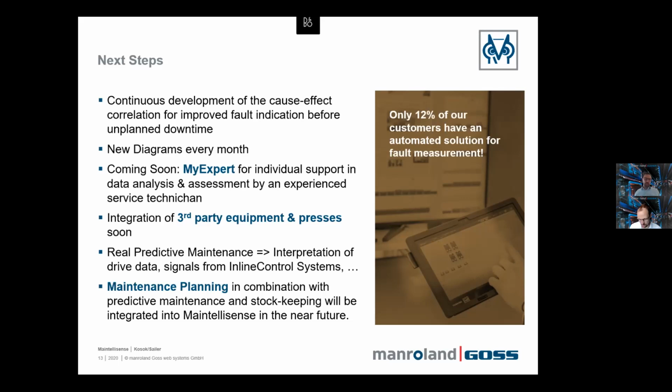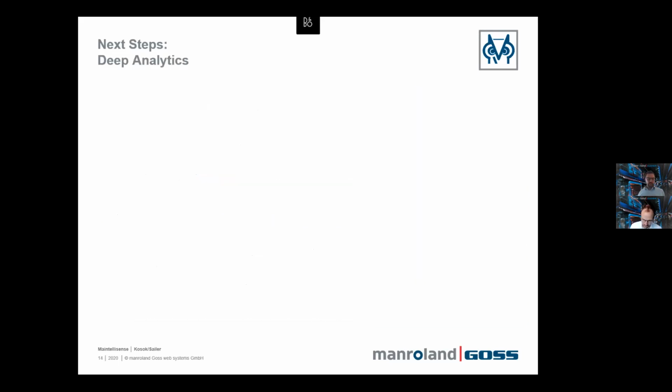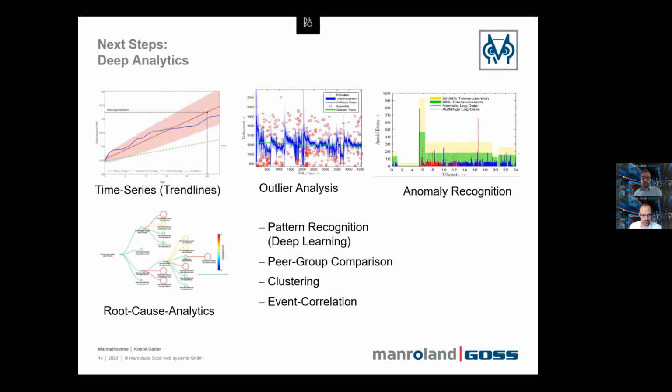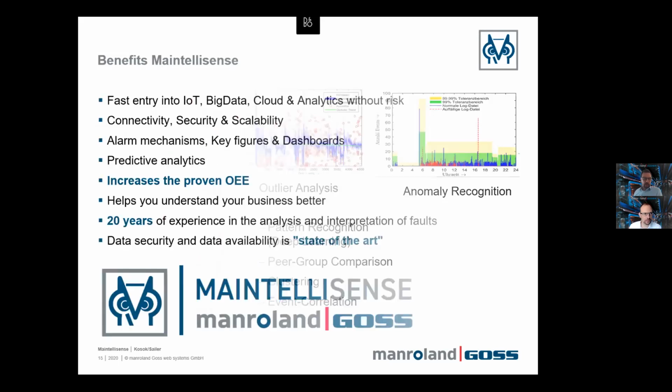As well, one of the next steps is to have maintenance planning in combination with predictive maintenance, and the stock keeping should also be integrated in the near future. So we will provide a lot of deep data analytics, trend lines, outliers, anomaly, pattern recognition, later on artificial intelligence, peer group comparison. All that will come into Maintellisense, and we will release a version every month with new features and new functions. So what are your benefits?